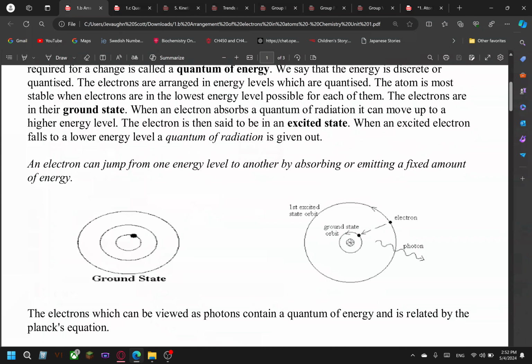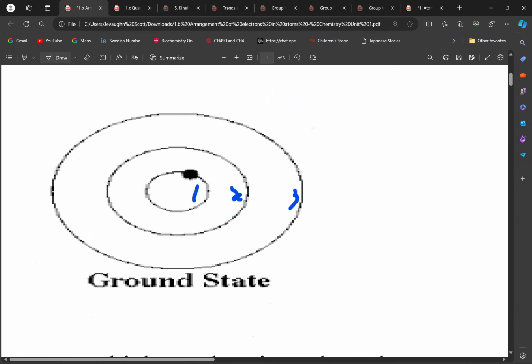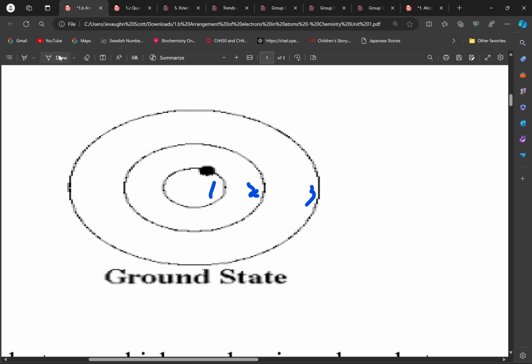If we have something like this here, we have one energy level here. Let's call this energy level 1. This one is energy level 2. Energy level 3. We have that here. Let me actually increase the size. So the energy of this electron here specifically is quantized, so it has a specific amount of energy.